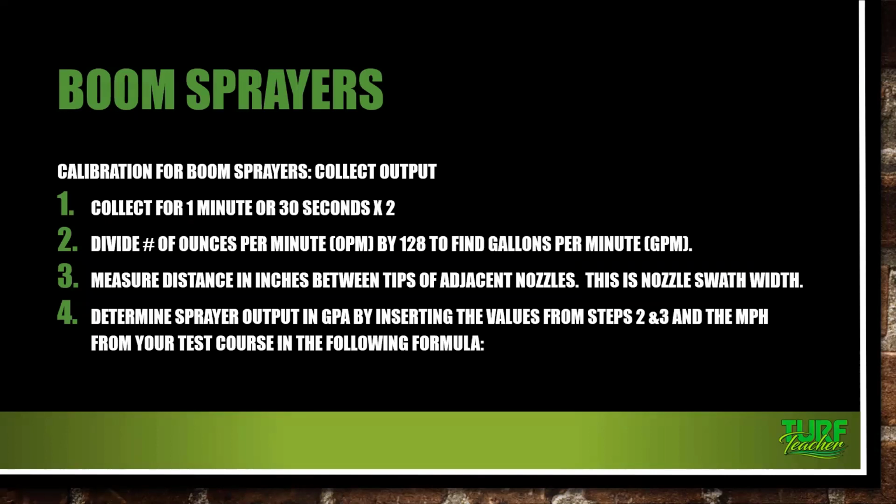So then we're going to collect for 1 minute, or 30 seconds times 2, and divide the number of ounces per minute, OPM, by 128 to find the gallons per minute. Measure our distance in inches between the tips of the adjacent nozzles. This is our nozzle swath width. Determine the sprayer output in gallons per acre by inserting the values from steps 2 and 3, and then the miles per hour from your test course, in the following formula.